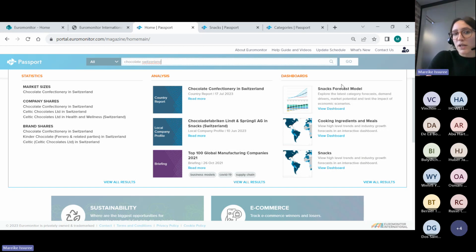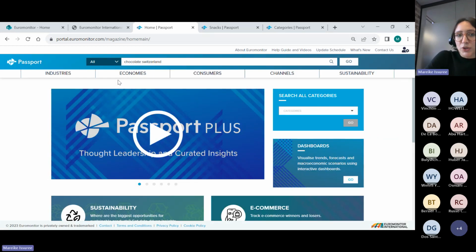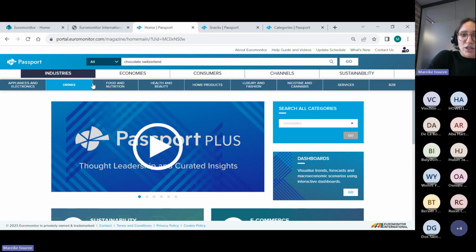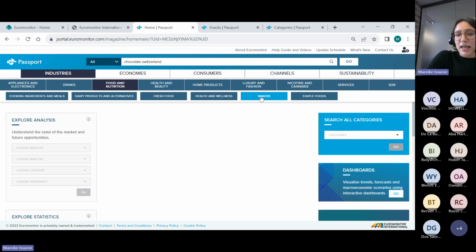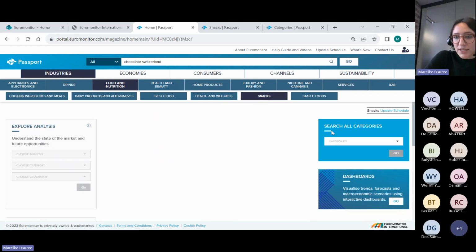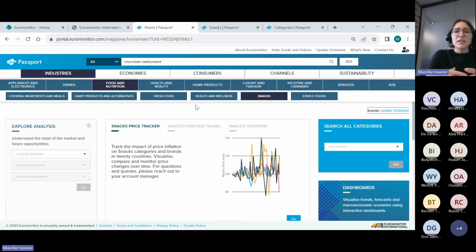If you already know exactly what you're looking for, it might be a good place to start. Now, another way to search is by going into a specific homepage, like I did earlier. So we can go into food and nutrition, and in our case, snacks. If we're interested in, let's say, chocolate confectionery, we can go into the snacks homepage. And what that will allow us to do is search for everything related to snacks.